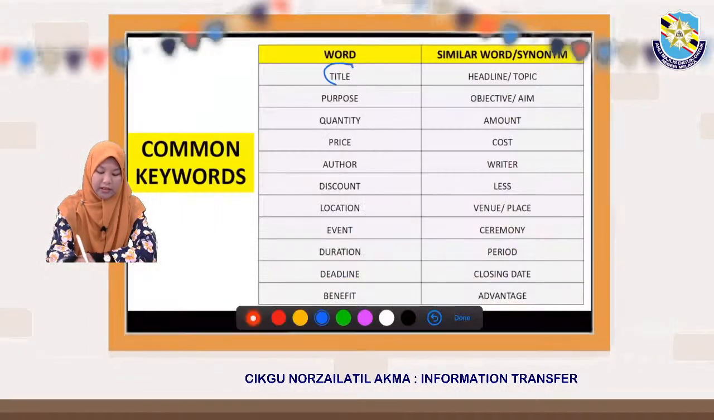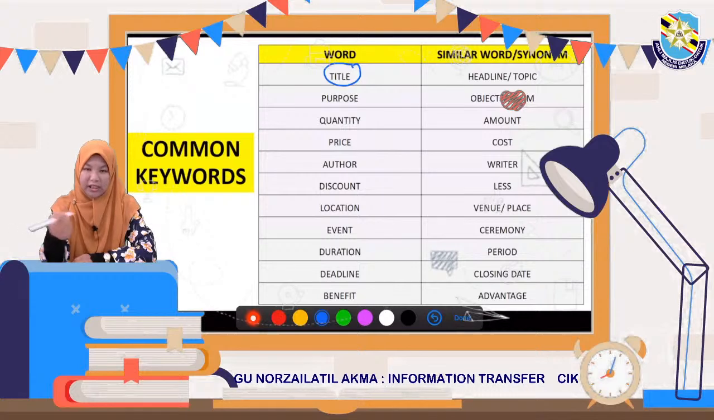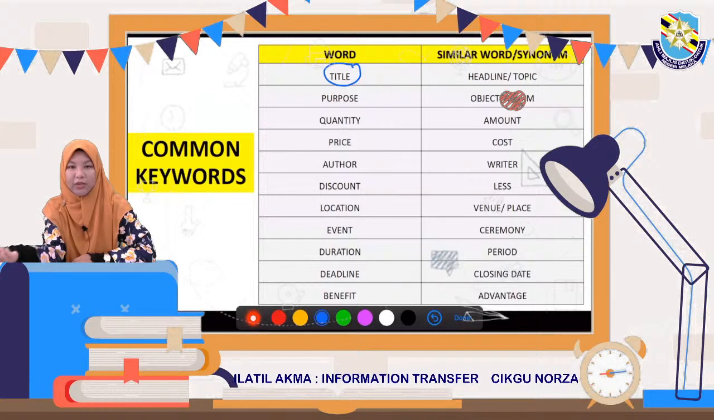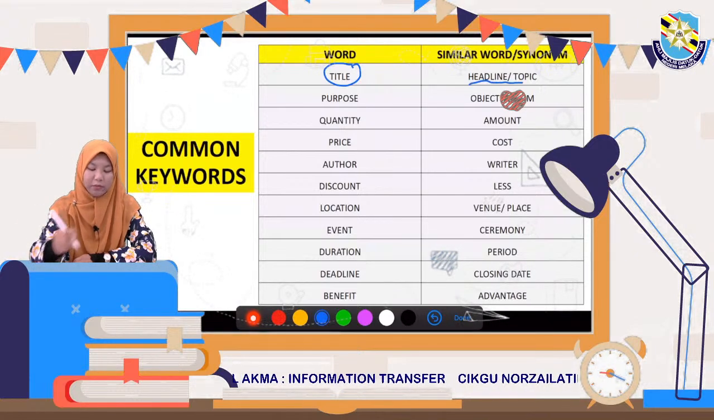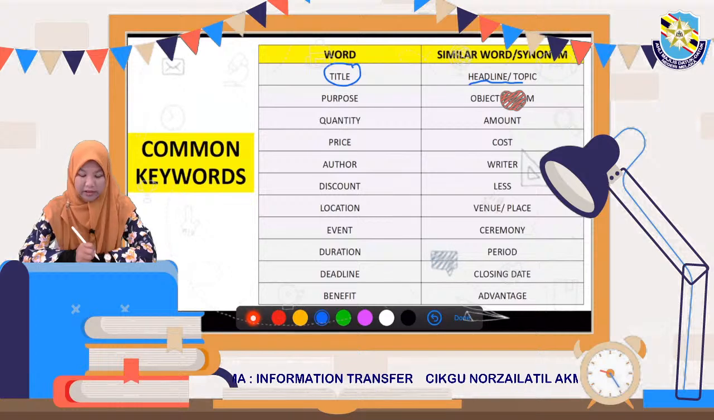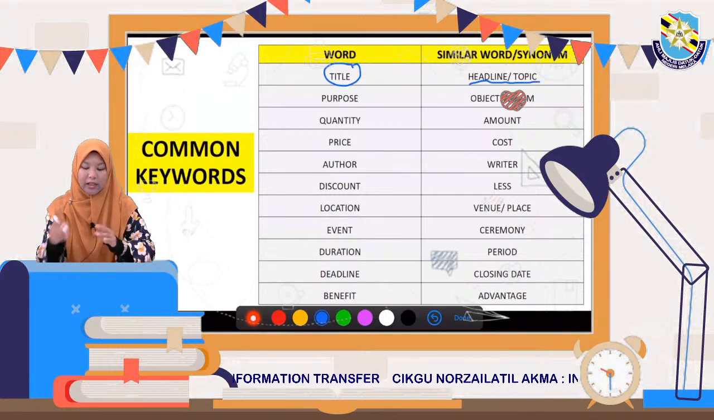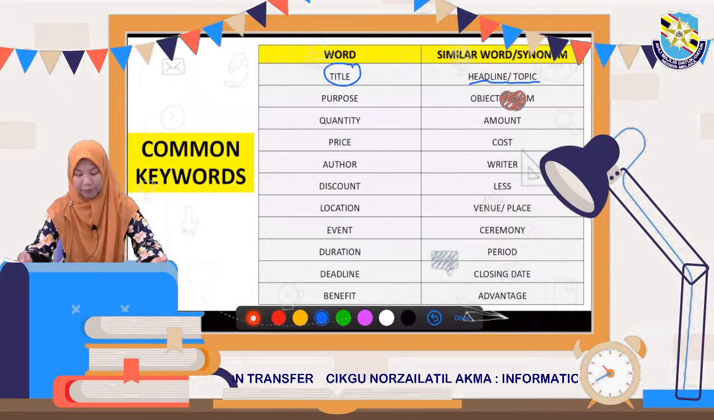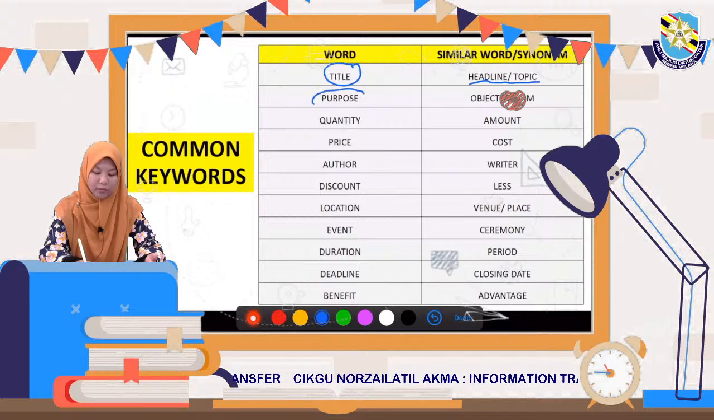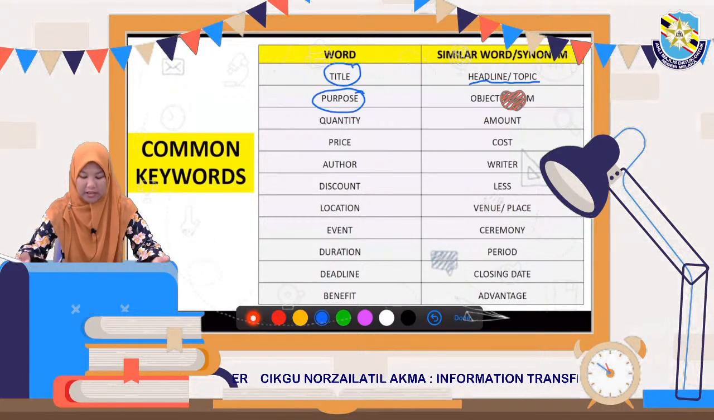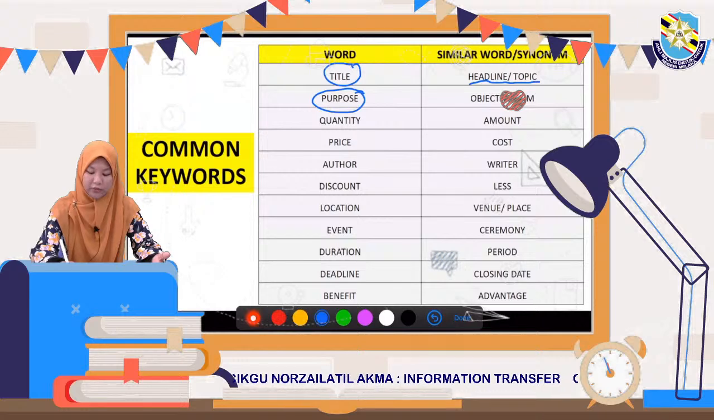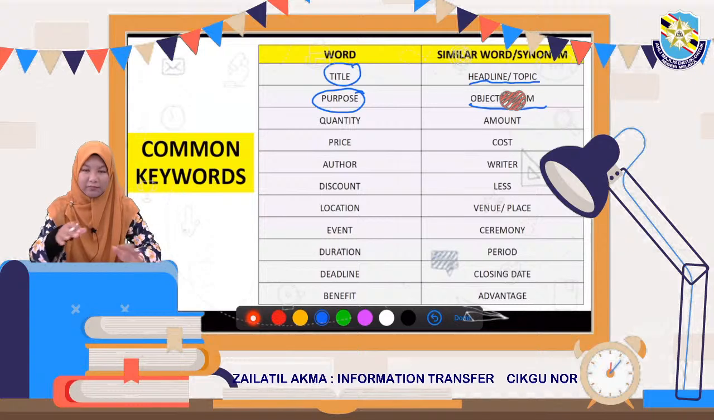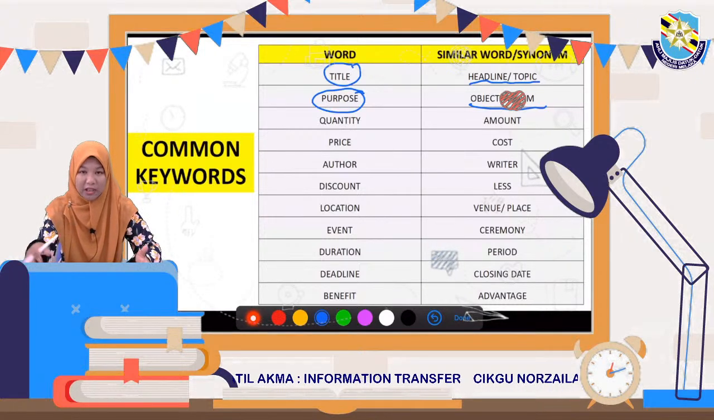I think everyone knows the meaning of title. But suddenly, let's say the text puts title, but in the question it puts headline or topic. Do not panic, because headline, topic and title are actually similar words. This is what we call synonyms. The same goes for purpose. If you encounter the word objective or aim, again, it is a different word but similar meaning.